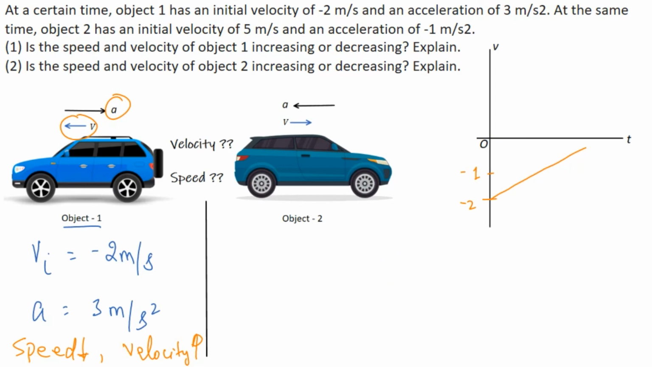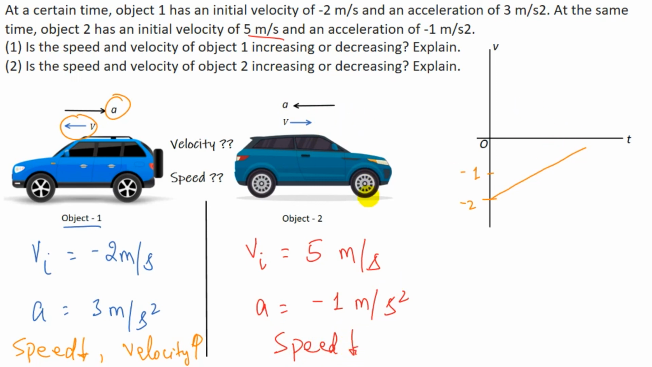Now we can discuss case 2. Here the initial velocity is 5 meter per second. So for object 2, initial velocity is 5 meter per second and acceleration is -1 meter per second squared. Here also the direction of acceleration and velocity is opposite, so speed should decrease. We can also make the v-t graph for this condition. Initial velocity is 5, and then it is decreasing because acceleration is negative, so velocity would be something like that.